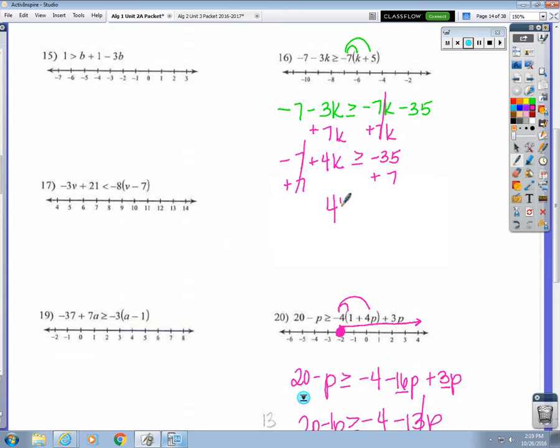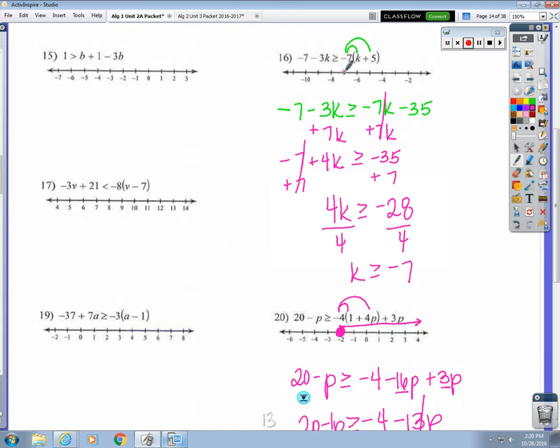And so 4k is greater than or equal to what? Negative 28. And now what do I do? Divide by 4, so k is greater than or equal to negative 7. Do I flip the sign since I divided with a negative 28? Yes. No. No. You only flip the sign. That was a trick question. You only flip it when the number you're dividing by is negative. Like it would have had to have been the 4 that was negative.